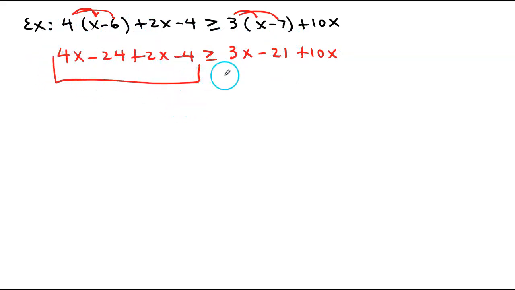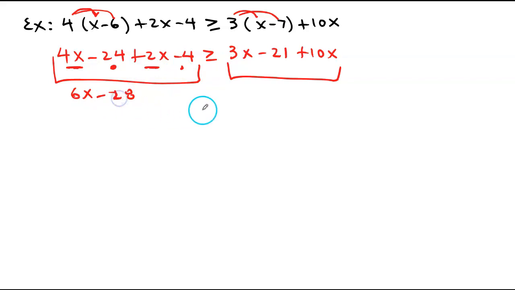You combine like terms on that side, and you combine like terms on that side. So I have 4x and 2x, that's going to give me 6x. And then I have negative 24 minus 4, and that's going to give me negative 28. Inequality symbol. The other side, 3x plus 10x is going to give me 13x. And I'll bring down the negative 21 because that's the only number that I have.